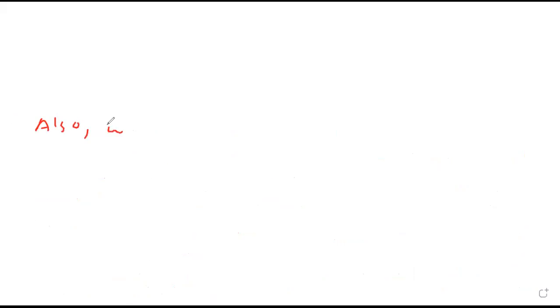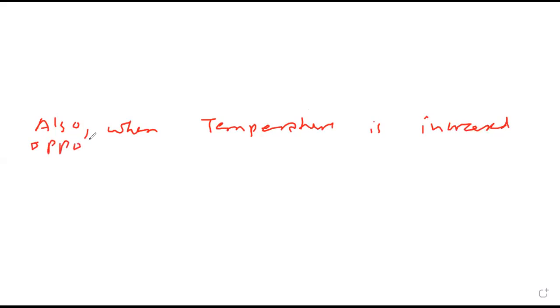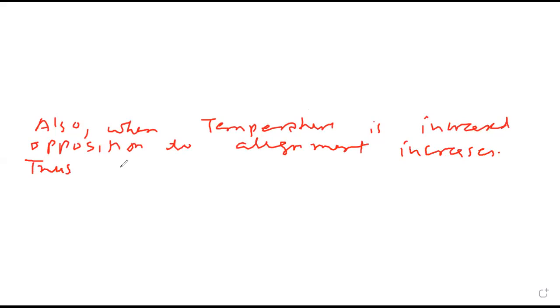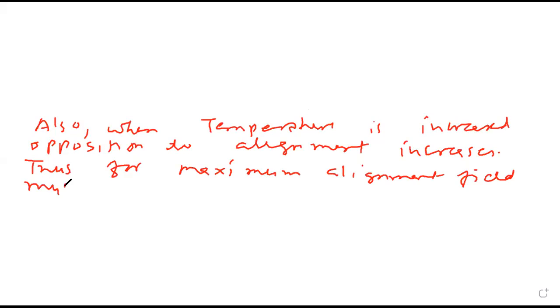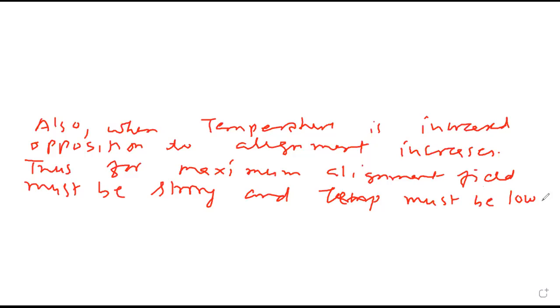Also, when temperature is increased, opposition to alignment increases. Thus, for maximum alignment, the field must be strong and temperature must be low. Complete. Now we are writing properties of paramagnetic substance.